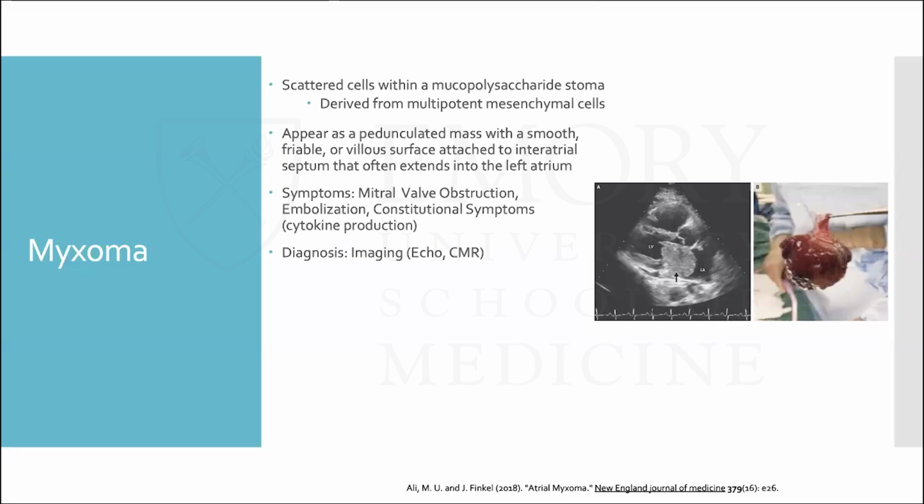Diagnosis: echo is great in diagnosing these tumors, as you can see on the right. You could also use CMR. And the treatment is surgical resection. And, unlike the primary malignant tumors, which I just mentioned, surgical resection is pretty successful in these types of tumors, with an annual mortality rate of less than 5%.